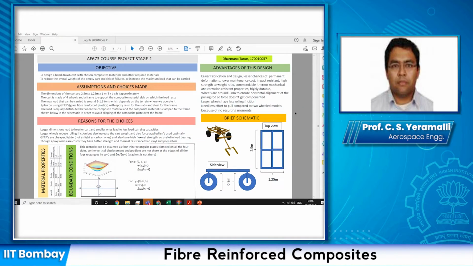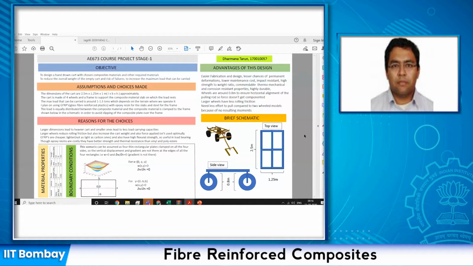Please start. I am Tarun. My design objective is to design a hand-drawn cart by replacing wood and other materials. The aim is to reduce the overall weight, reduce the risk of failure, and increase the maximum load which the cart can carry. The dimensions I plan to take are 2.5 to 1.5 to 1, because if I take any larger dimensions the weight will increase, and if I take any lesser dimensions I'll be constrained on the maximum load I can carry.